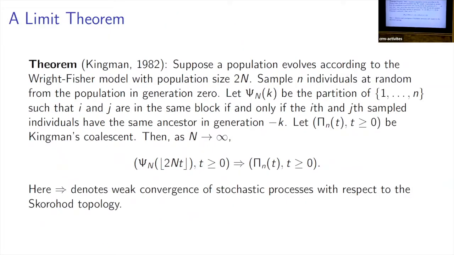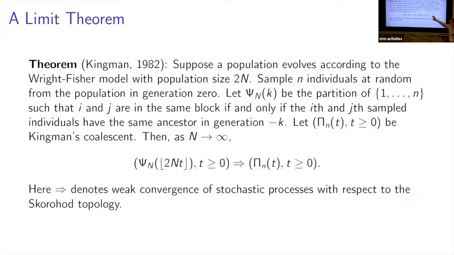So here's a limit theorem that summarizes this discussion. Let's suppose we have a population that evolves according to the Wright Fisher model with a population size of 2n. We'll sample lowercase n individuals at random from the population in generation 0, and we'll trace their ancestral lines back in time. So psi n of k is the partition of 1 through n, such that the integers i and j are in the same block of the partition if and only if the ith and jth sampled individuals have the same ancestor in generation minus k.